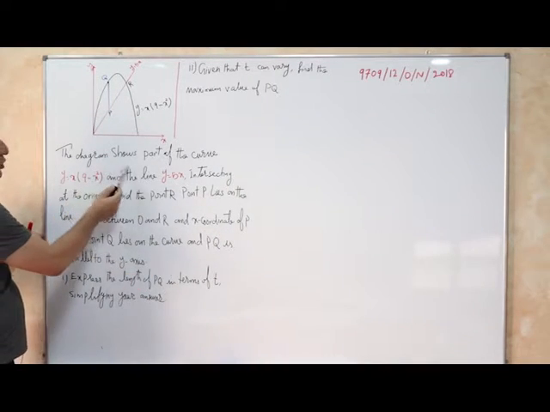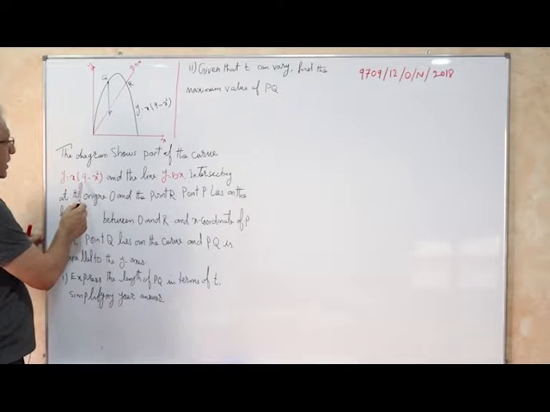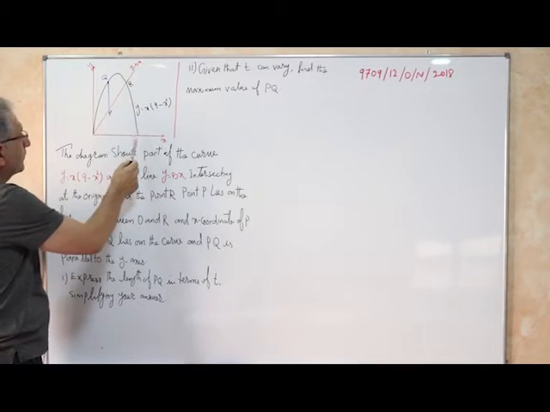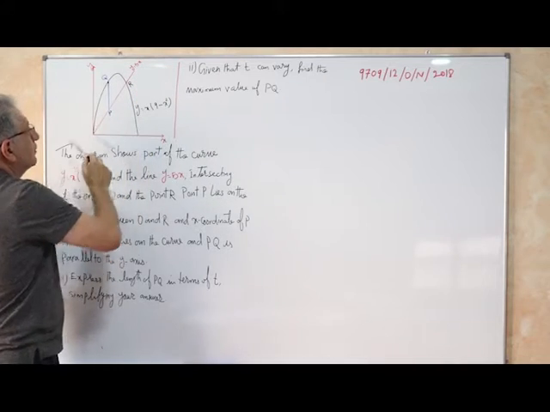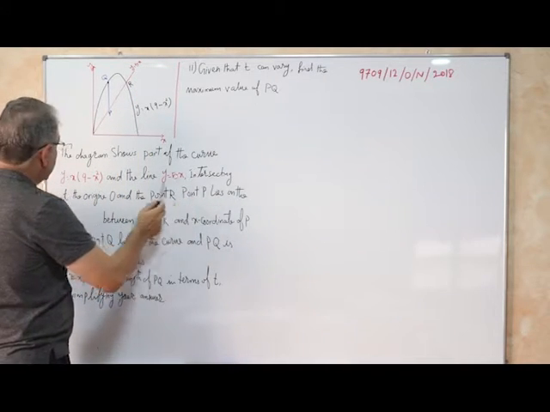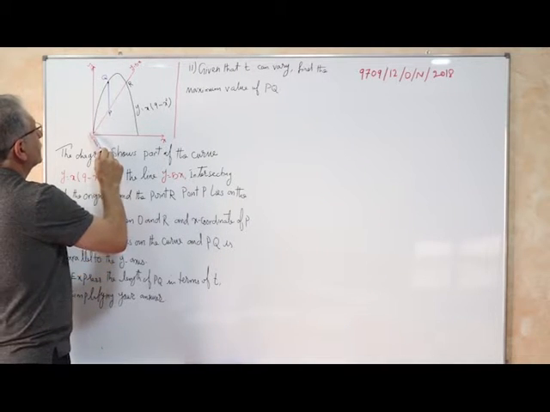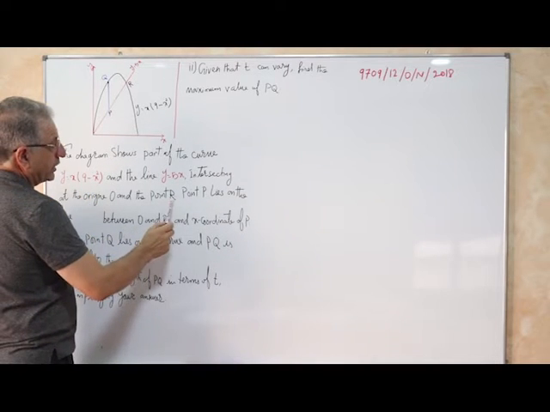The diagram shows part of the curve y equals x, open bracket, 9 minus x squared, close bracket. This is this curve, and the line y equals 5x. This is the line y equals 5x, intersecting at the origin O and the point R. Therefore, this is the point O and this is the point R. They intersect at these two points.